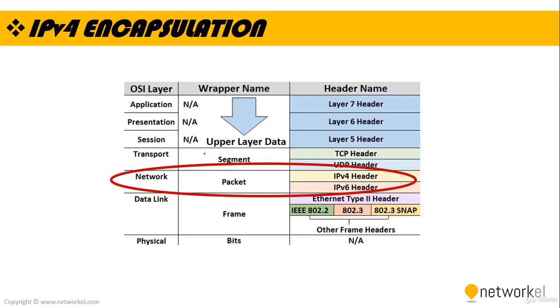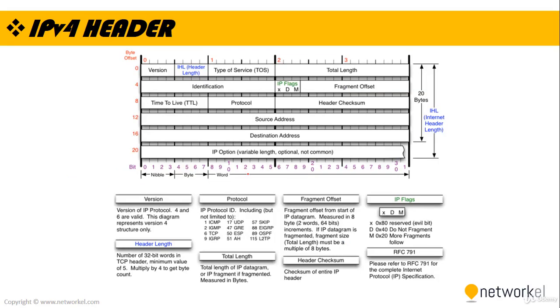When the PDU, named segment, reaches the network layer, this layer adds the IPv4 or IP version 6 headers to the segment, and the PDU name is converted to packet in the network layer. Let's take a look at the IP version 4 header now.